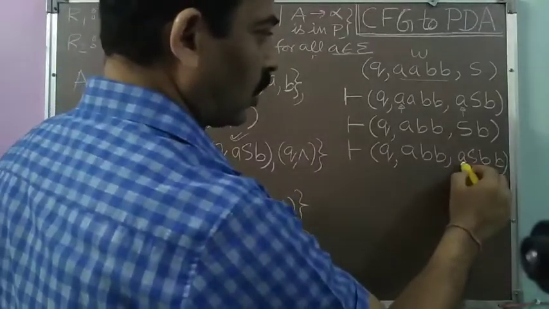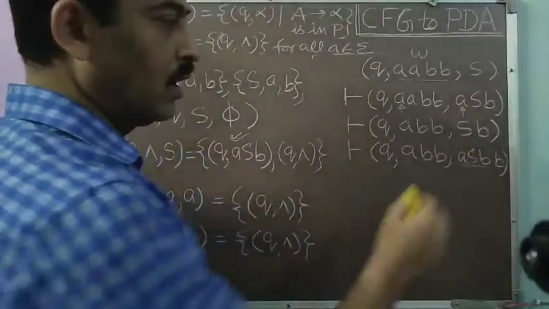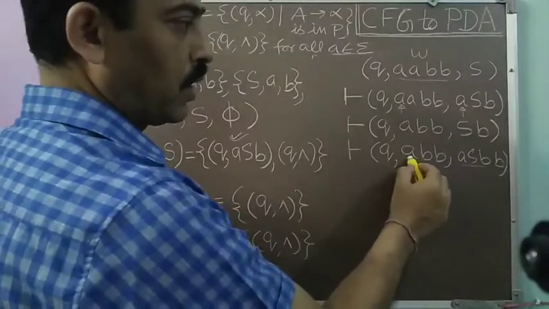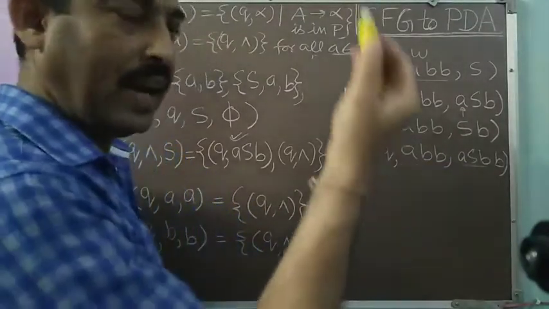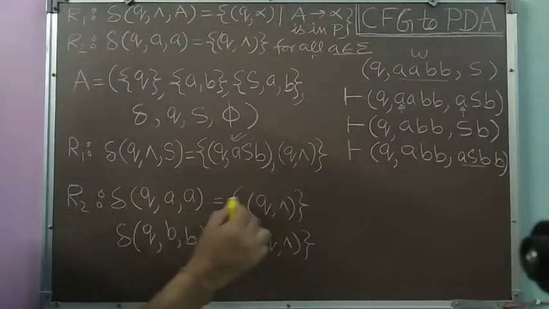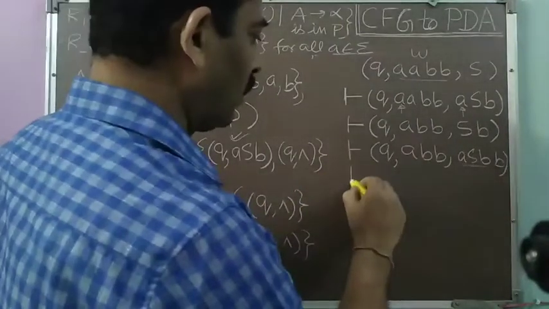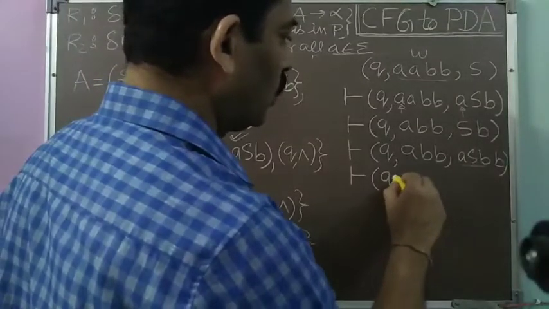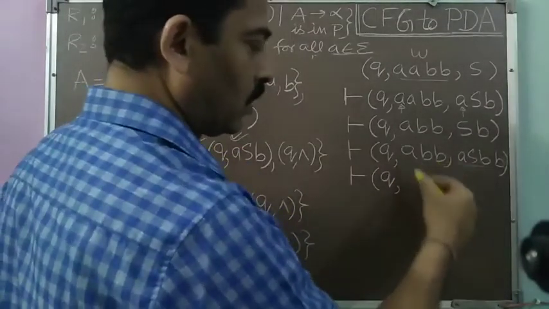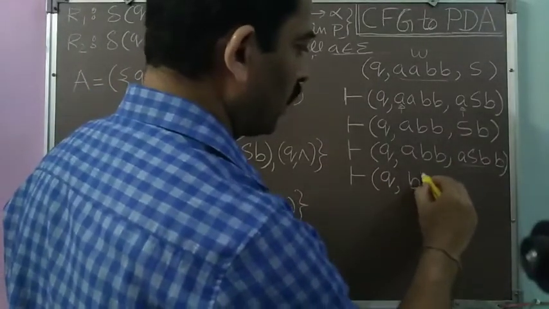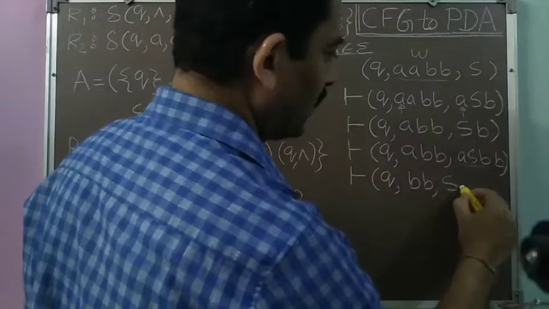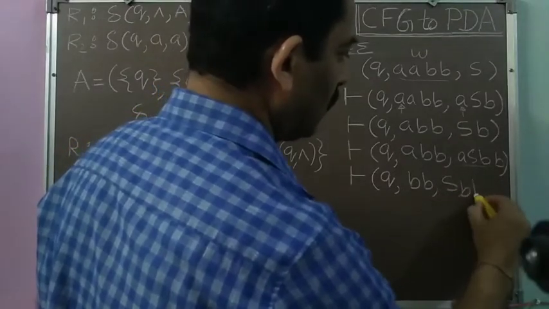Now again at the top of the stack I am getting a terminal symbol, A, and the same terminal symbol I am getting in the input as well. So (q, A, A) I can apply, and I can do the matching as per this particular transition, (q, A, A) to (q, null). I will move to ID q. This A will be consumed because I have used this transition, so BB will remain in the input, and this A will also be removed from here. So S, B, B I am getting.